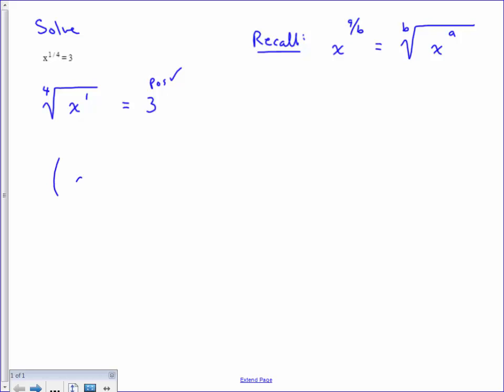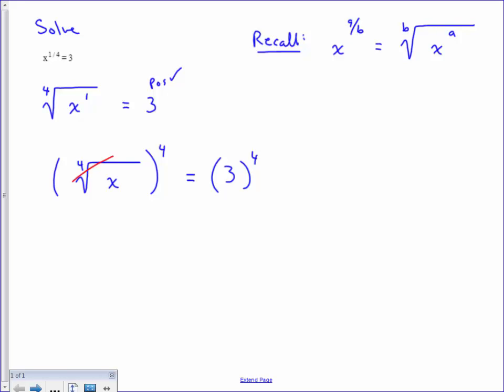Next, we want to raise both sides to the power that undoes the root. So in this case, the root's 4, so we would want to raise both sides to the fourth power. Notice that I didn't choose to keep the 1 as an exponent on the x. I don't need it because anything to the first power is just itself.